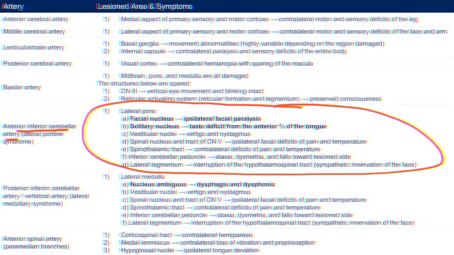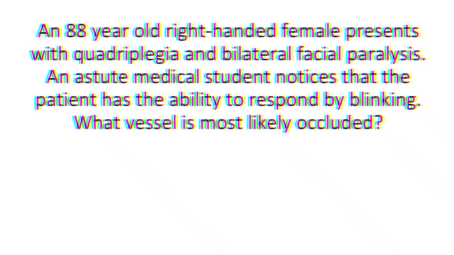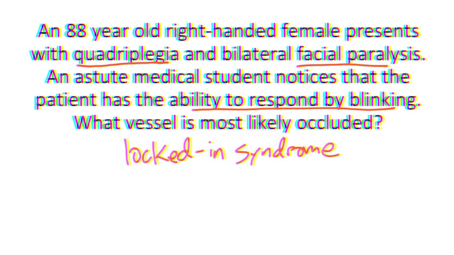Okay, let's do another question. An 88-year-old right-handed female presents with quadriplegia and bilateral facial paralysis. An astute medical student notices that the patient has the ability to respond by blinking. What vessel is most likely occluded? Recall from part 1 of this section that complete paralysis and facial paralysis with the ability to blink is unique to locked-in syndrome. Also recall that locked-in syndrome is caused by damage to the basilar artery.